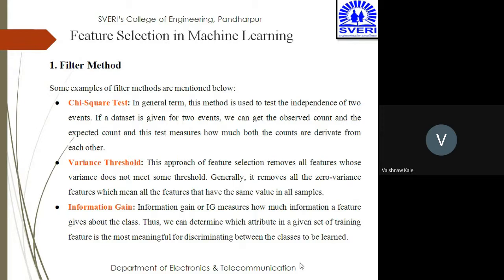By using these techniques. The third one is information gain. Information gain, or IG, measures how much information a feature gives about the class. The information it gives about the class is what information gain measures. Thus, we can determine which attribute in a given set of training features is most meaningful for discriminating between classes to be learned. Suppose there are two classes, class 1 and class 2.